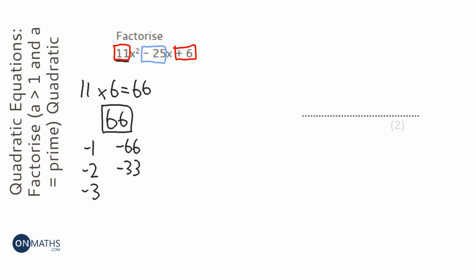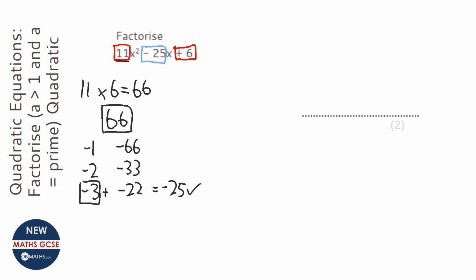So let's have a think. Minus 3 and minus 22. So let's add those two together. So minus 3 plus minus 22 equals minus 25. So we've got it. So the two factor pairs we've got are minus 3 and minus 22.